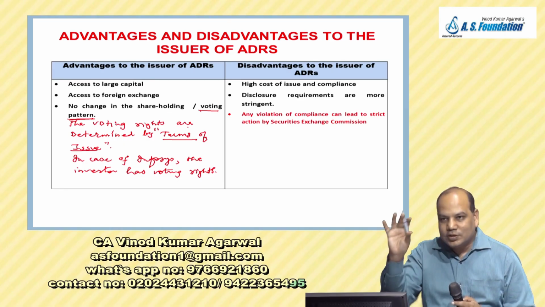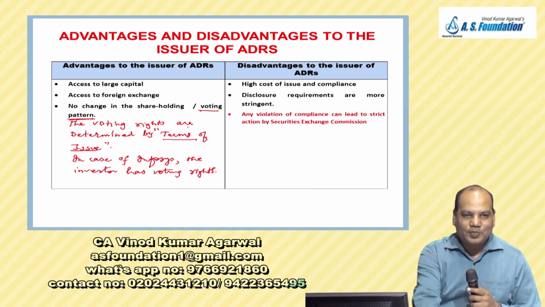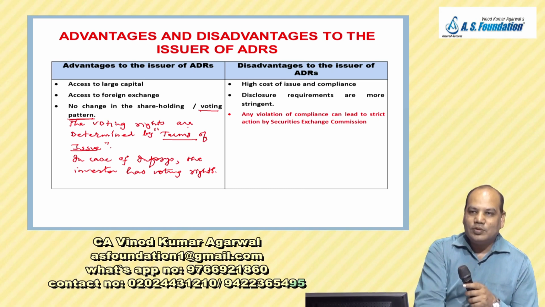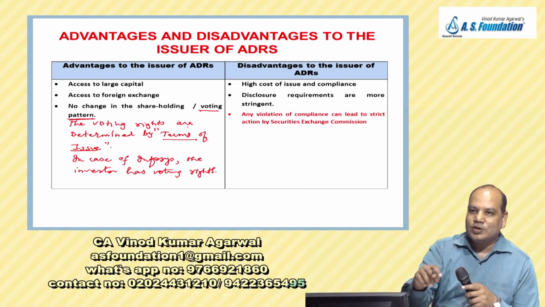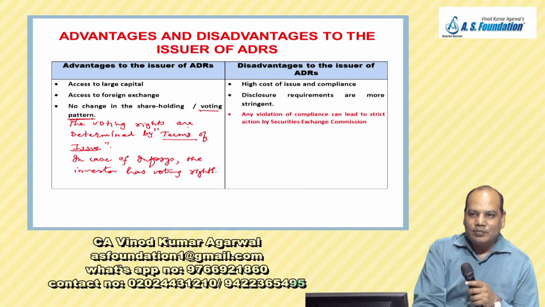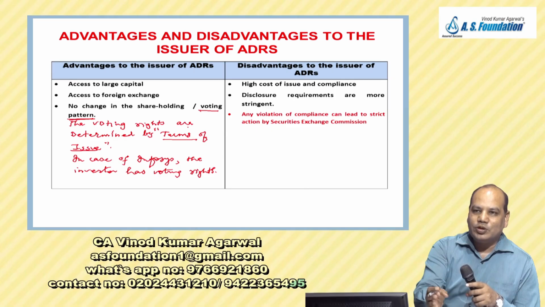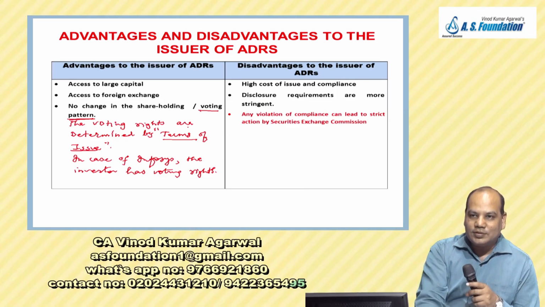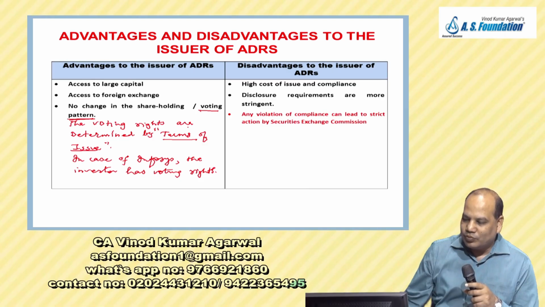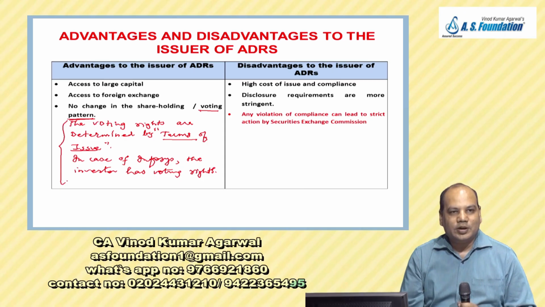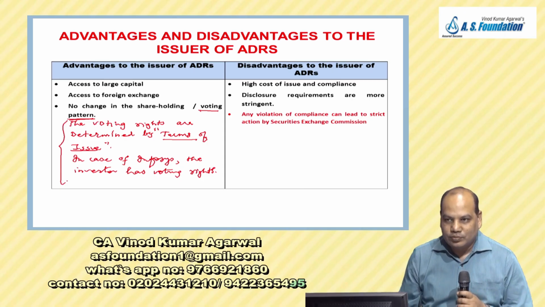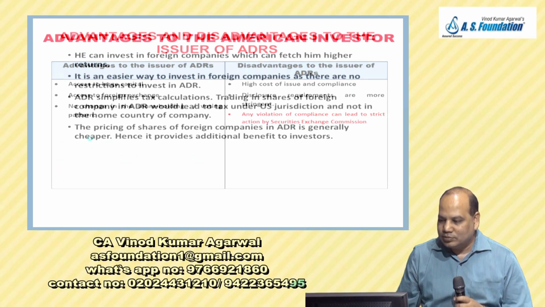So as I said, this is a bit complicated part, the voting right part. It's not very simple that I will say one share, one vote. One ADR is represented by two shares or two votes. So it's not that simple. Okay. So you can just simply write voting rights are determined by the terms of the issue. And it's a bit complicated.